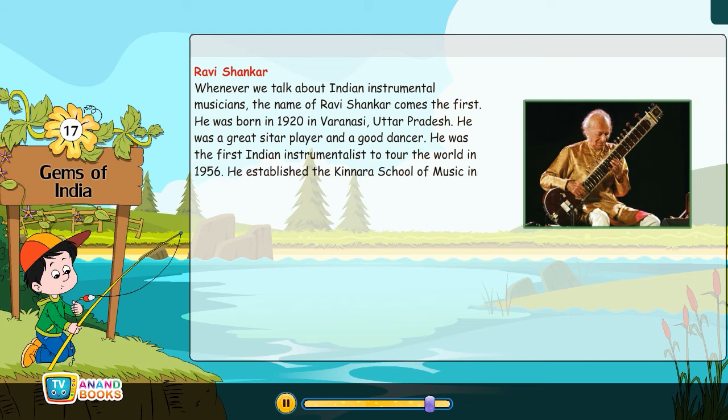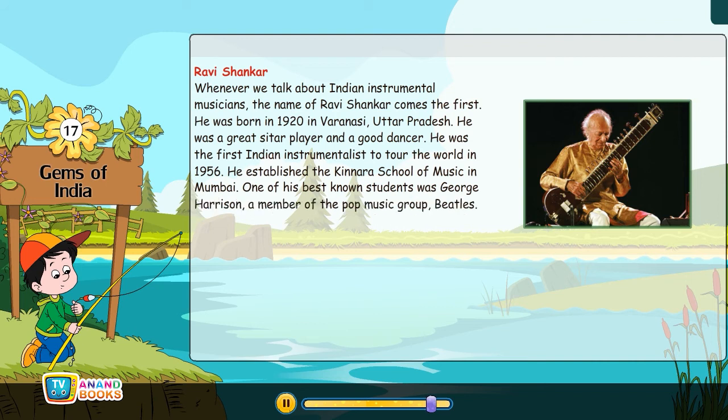He established the Kinnar School of Music in Mumbai. One of his best known students was George Harrison, a member of the pop music group Beatles. In 1969, he published his autobiography My Music, My Life.